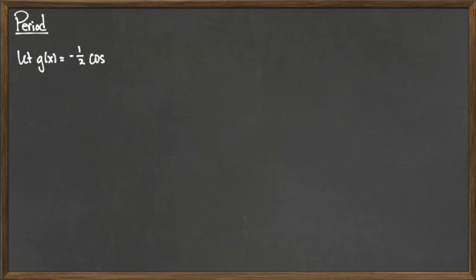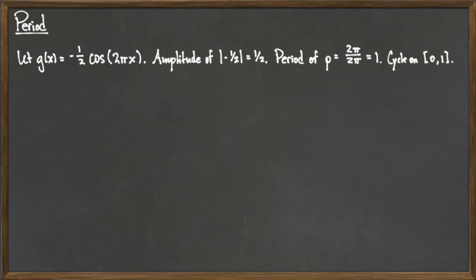Alright, so we're only going to do two more examples in this video. First, consider g(x) = -1/2 times the cosine of 2 pi x. Quickly, we can go ahead and compute our quantities. The amplitude is going to be positive 1/2 because I take the absolute value of that outside coefficient. The period is going to be equal to 1 because our coefficient of x is 2 pi itself.